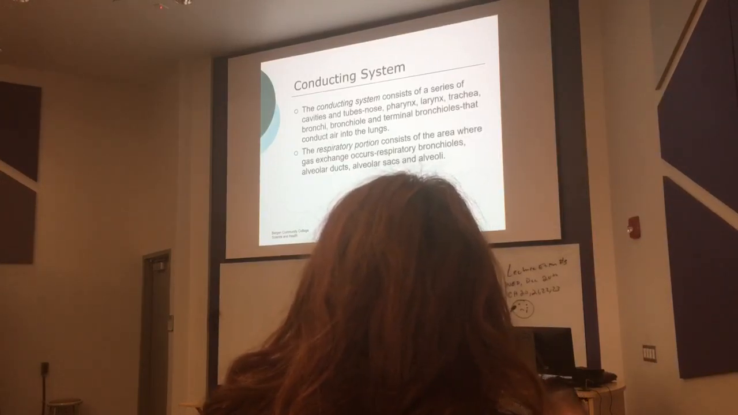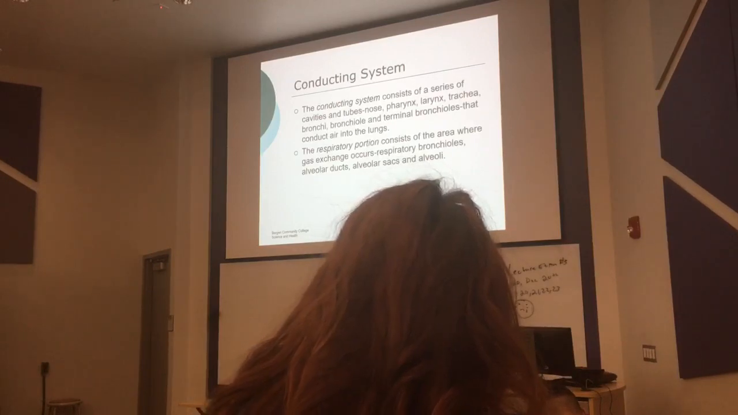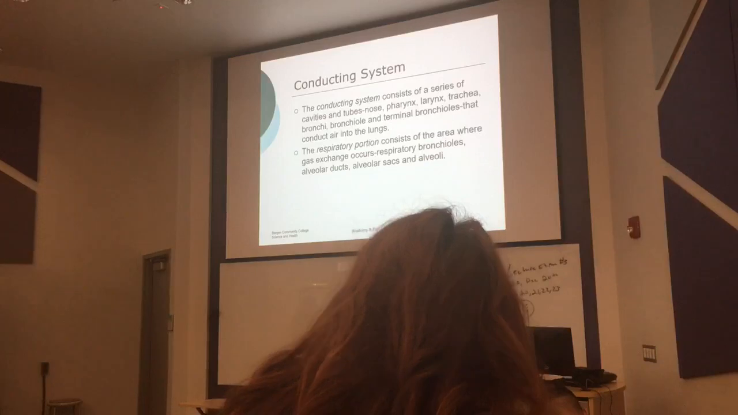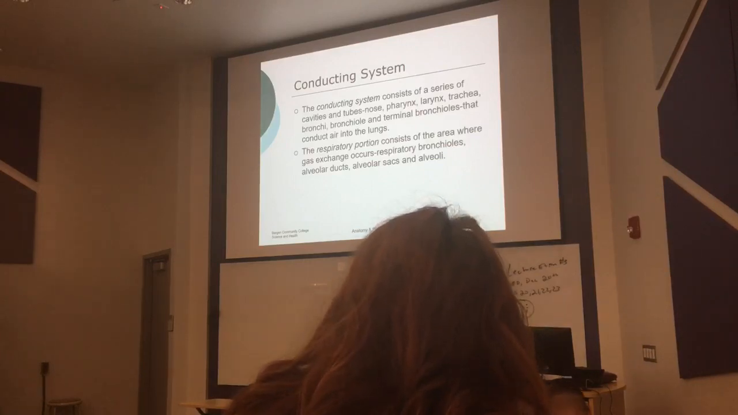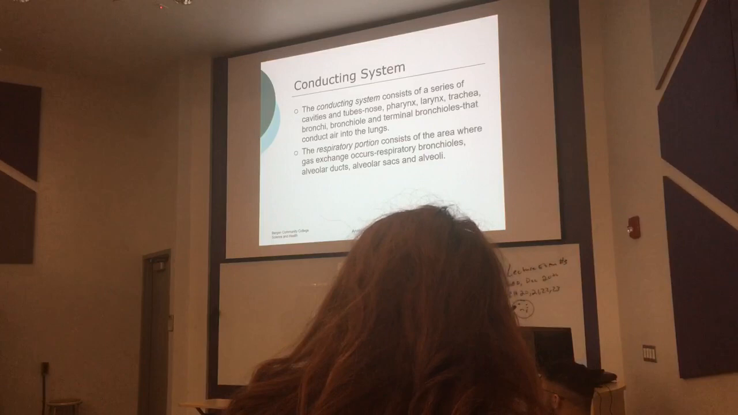So bronchioles will dilate and constrict. If we're exercising or running, the bronchioles are going to dilate so more air gets in, so more oxygen gets in the blood, so we can make more ATP. So it goes bronchioles, terminal bronchioles, and then that's when it goes into the lungs. From terminal bronchioles, we go into smaller respiratory bronchioles, then alveolar ducts.